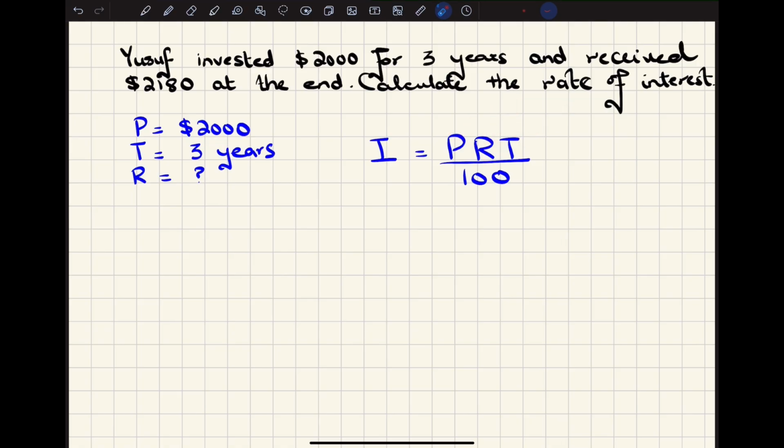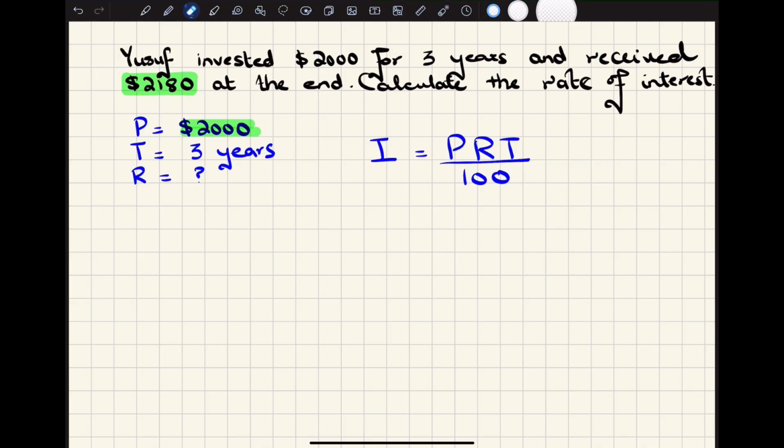Now to solve a single equation, we need to have only one unknown, right? So if there is one equation, we can solve only one unknown. So we need to find R. Is there any way we can calculate what is the amount of interest that Yusuf earned over these 3 years? So they're telling us that at the end of 3 years, he received 2,180. He invested 2,000 and he got 2,180 at the end of 3 years. So what is the amount of interest that he's earned?